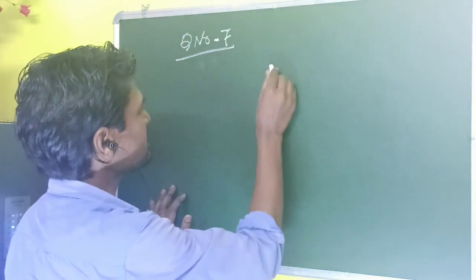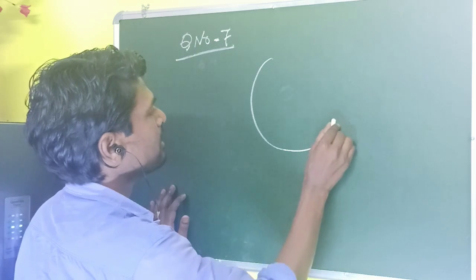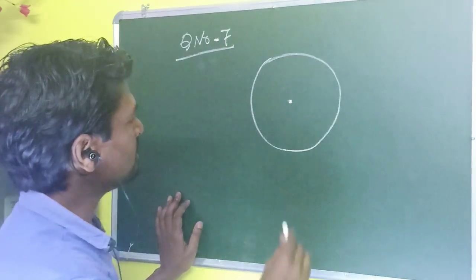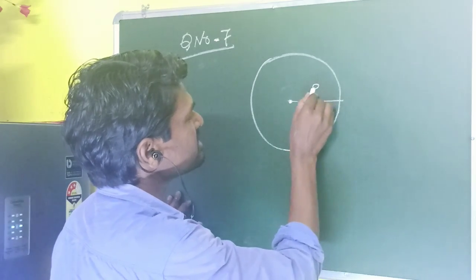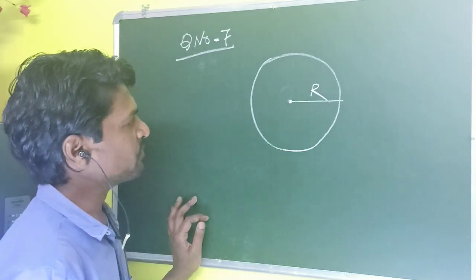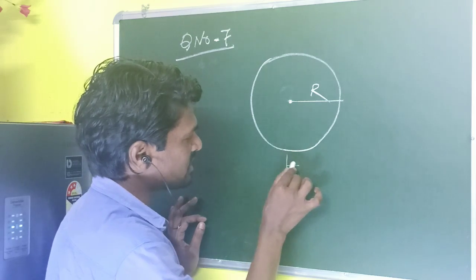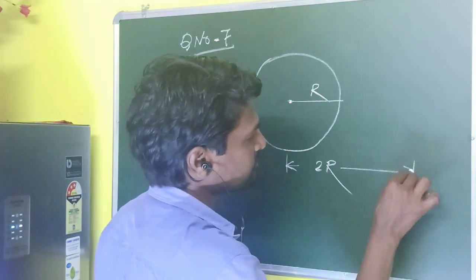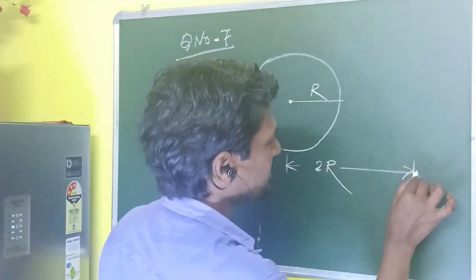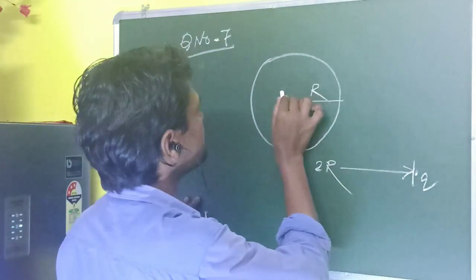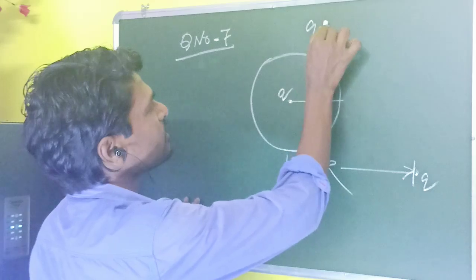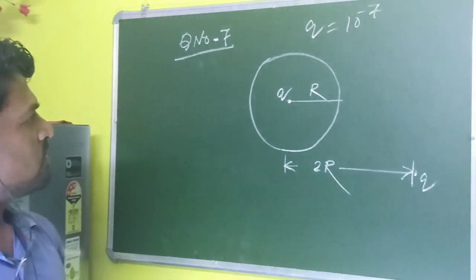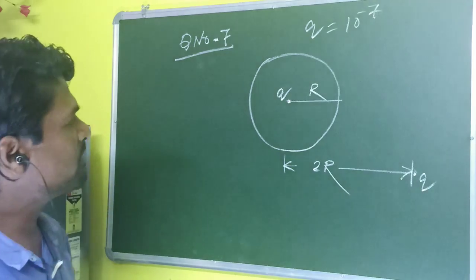So the figure is like that. This is a closed surface and this is the center, and its radius is given. This is radius r, and another charge is kept at a distance 2r from here. Here is another charge q, and the value of q is given as 10 to the power of minus 7.